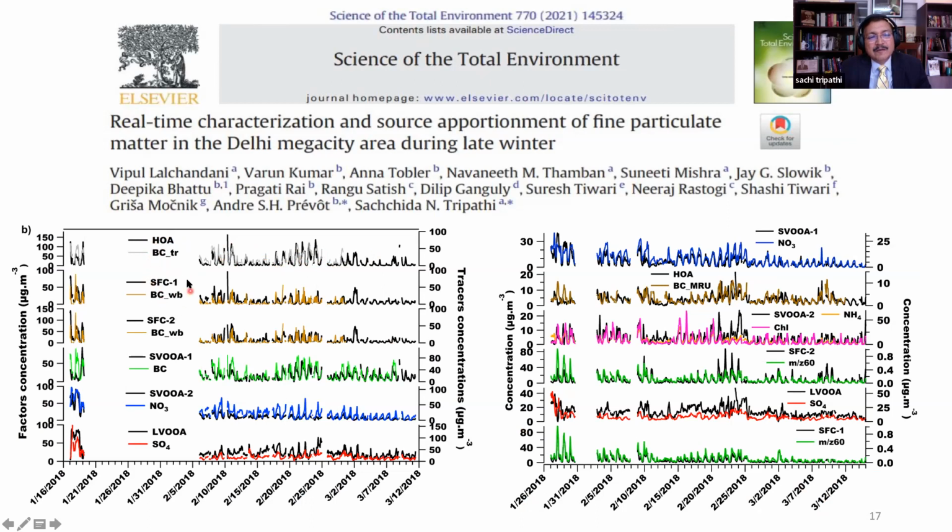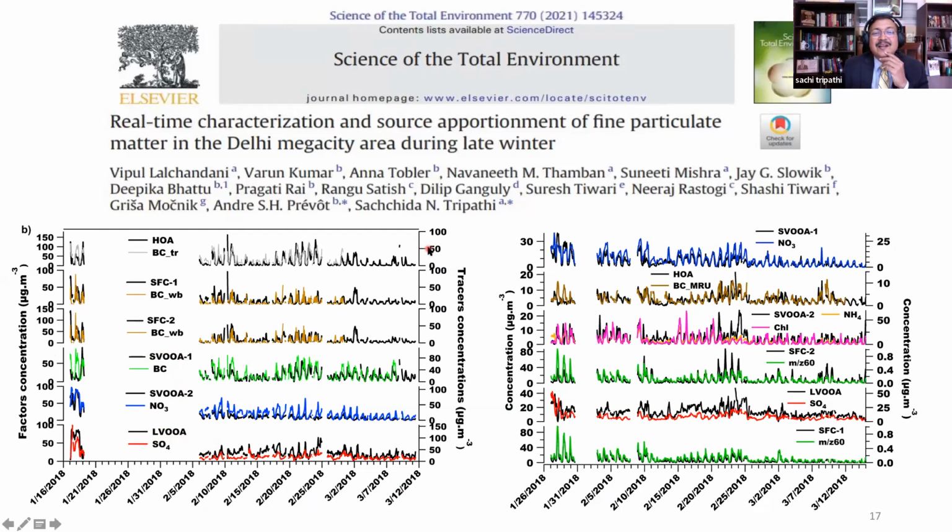This is one type of solid fuel combustion, we say one. Then there is another type of solid fuel combustion. This can be differentiated based on looking into their oxygen to carbon ratio and some other chemistry, which again can only be obtained from the online methods. And then likewise, you have semi-volatile oxygenated organic aerosol 1 and 2. And then you have this low volatility oxygenated organic aerosol, which is basically the highly oxidized part of SOA.